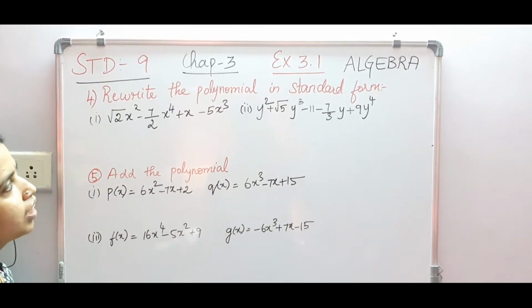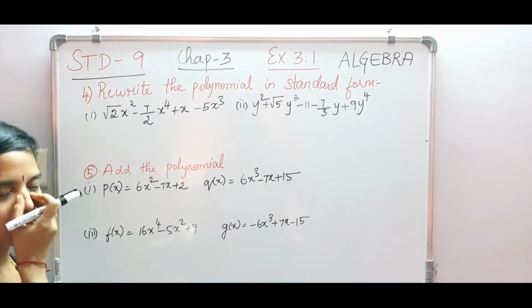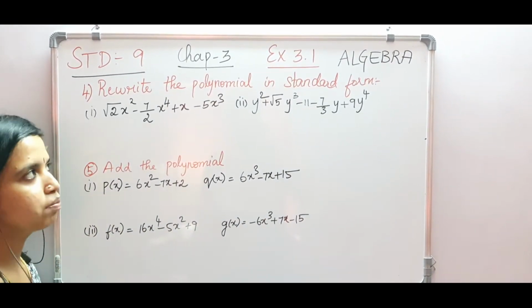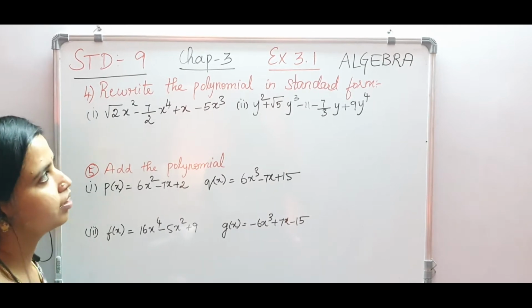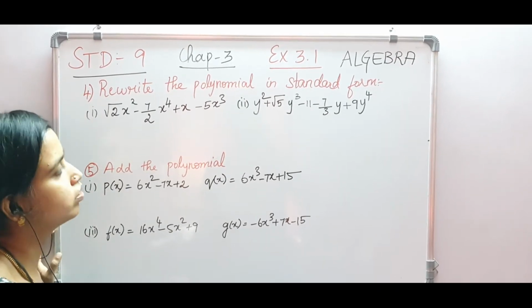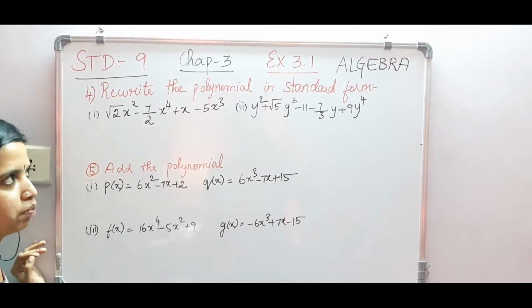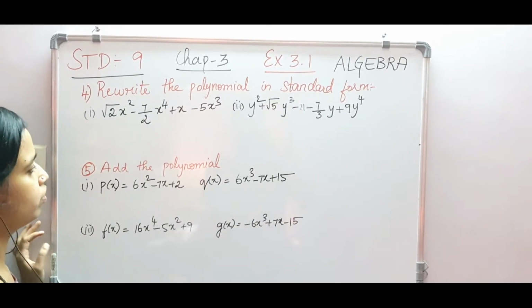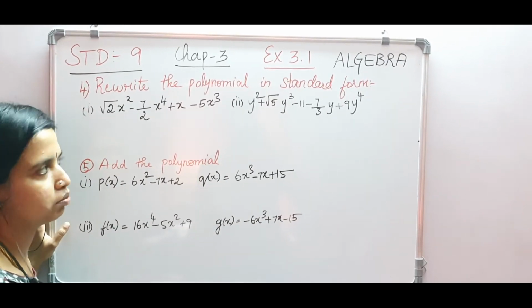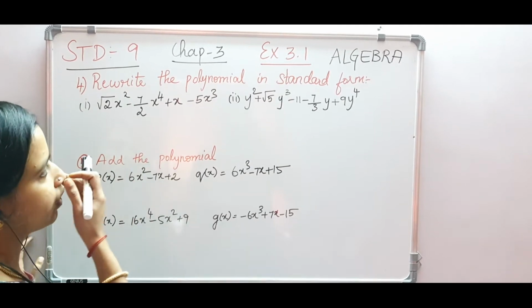Now we are going to see exercise, 9th standard, chapter algebra, that is the third chapter. In exercise 3.1 we are going to see the 4th and 5th example sums. In the 4th and 5th I am going to solve two sums. So let's move to today's section.